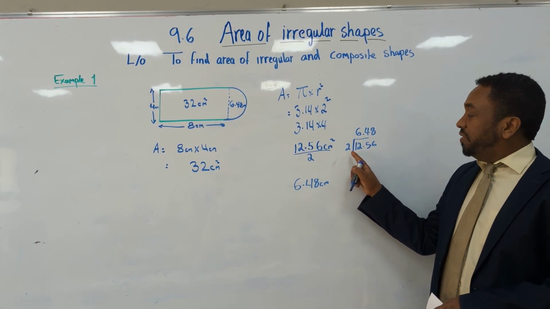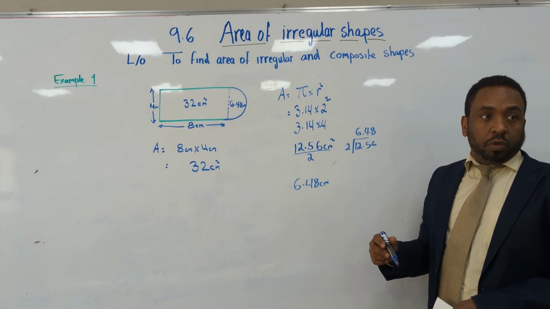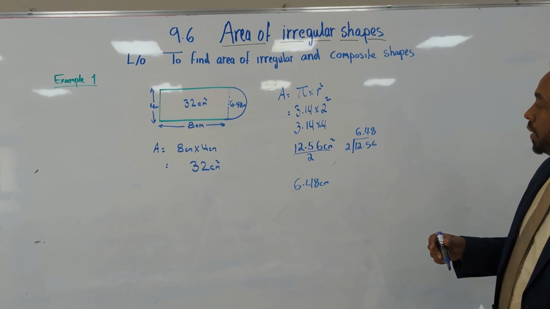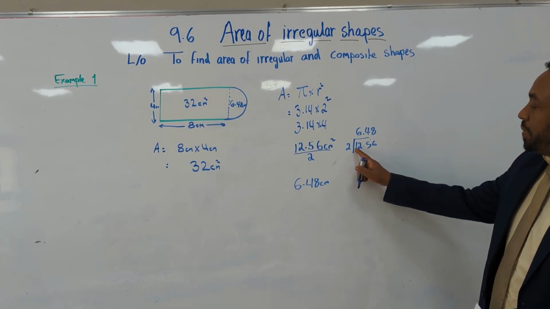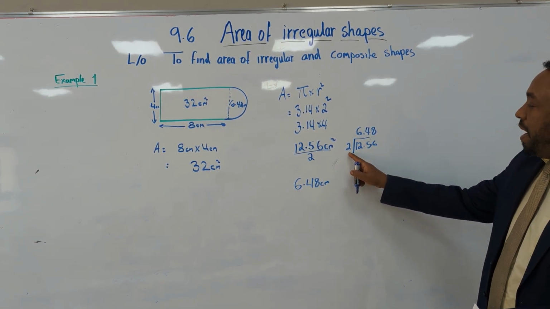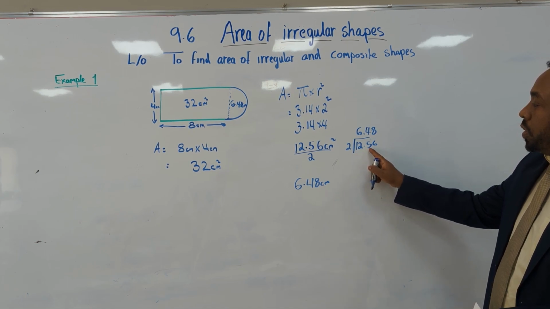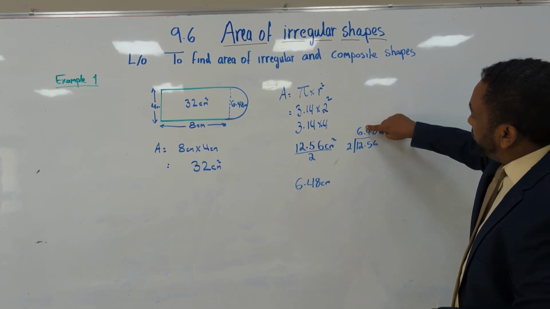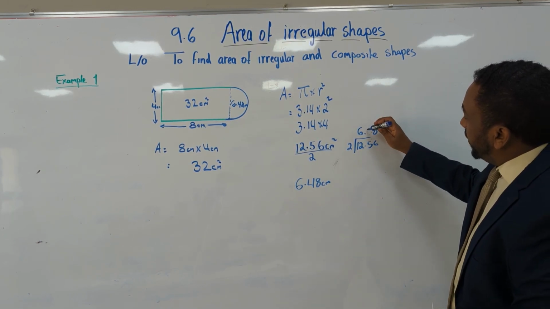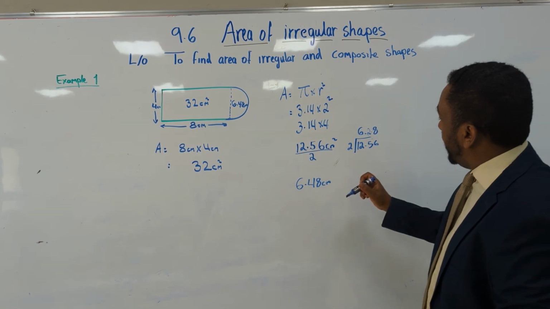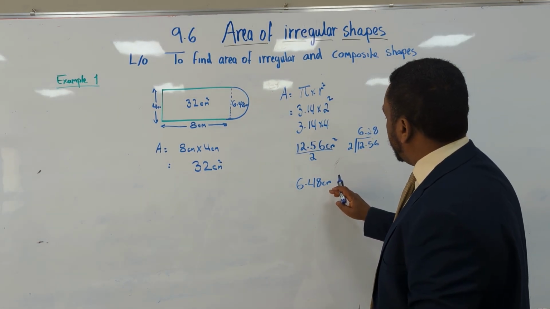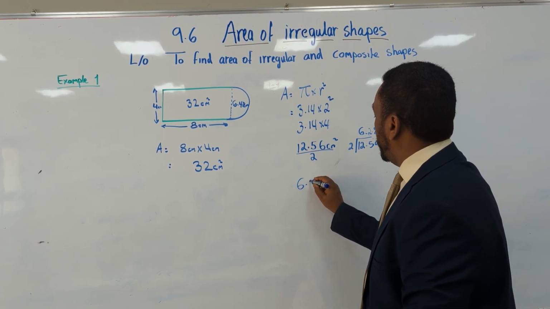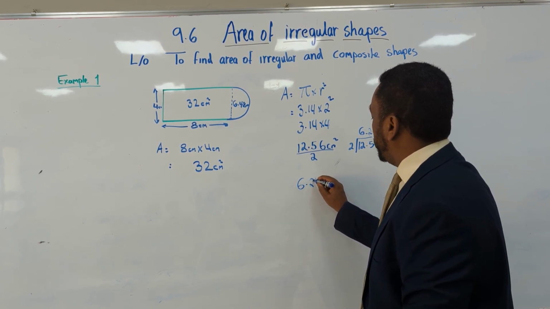12 divided by 2 is 6. 5 divided by 2 is 2.5. Correct, well done. I beg your pardon, thank you very much for correcting me there. So we have 6.28 here. Well done. Good job. So the area of the semicircle is 6.28 centimeters square.